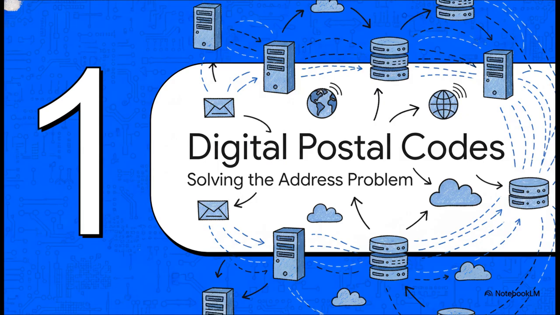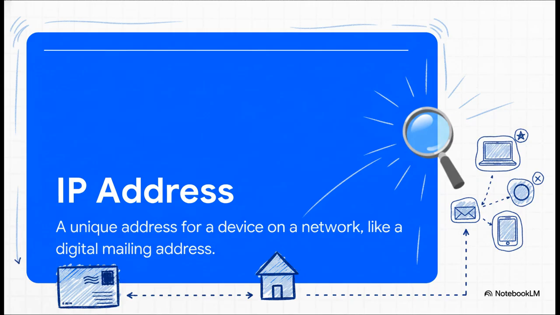All right, so let's tackle that first big problem. With billions and billions of devices online, how does your computer find the exact one it's looking for on the other side of the planet? Well, the solution starts with something you've probably heard of, the IP address. The easiest way to think about it is like a unique postal address, but for every single device connected to a network. Your phone has one, your laptop has one, even your smart fridge might have one.